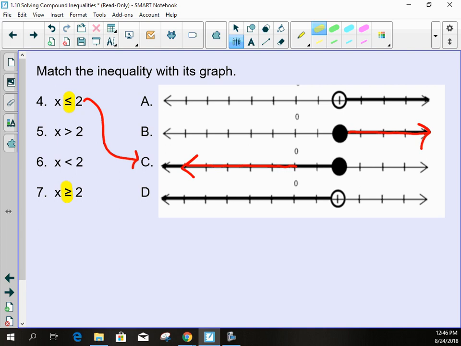When you read these, you want to read them from x. X is bigger than 2, and it's an open dot. Bigger than 2, open dot. X is smaller than 2, open dot. There you go.